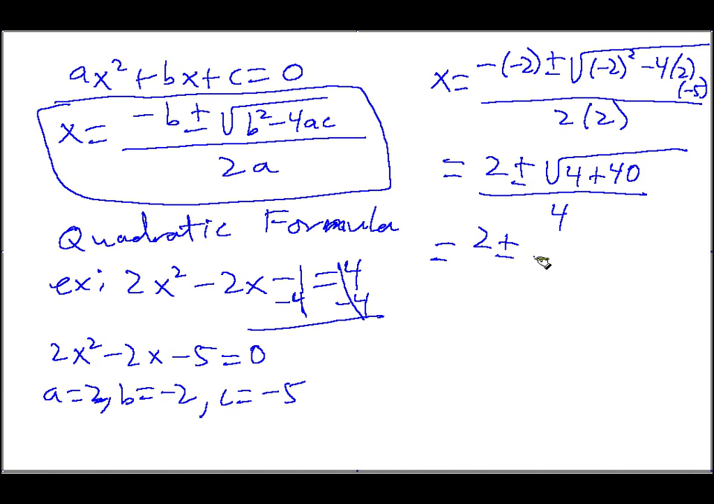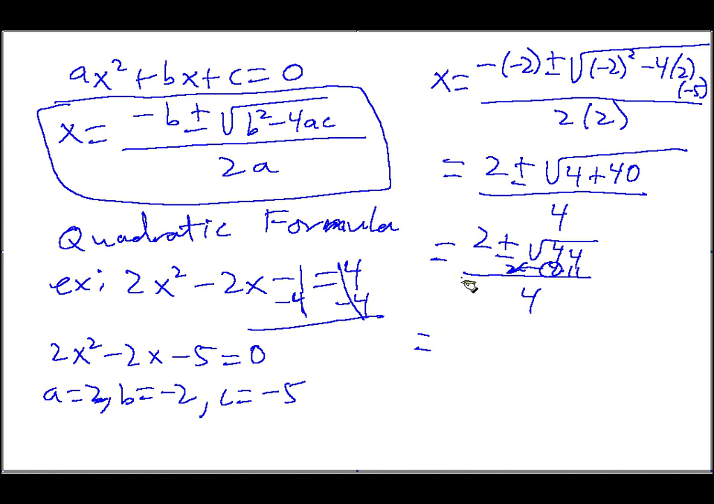So that's 2 plus or minus the square root. What's 4 plus 40? Isn't that 44? Yeah, it is. All over what? 4. All right? And let's simplify root 44. Couldn't you do that? Because isn't that 4 times 11, right? Couldn't I take out a 2 here? That's a 2 right there.